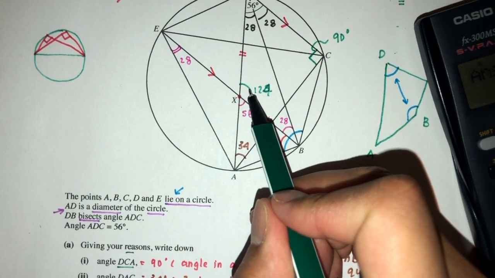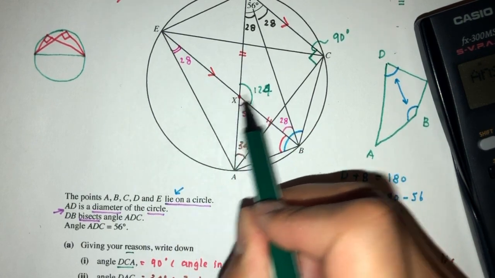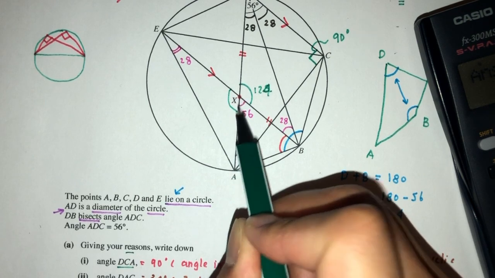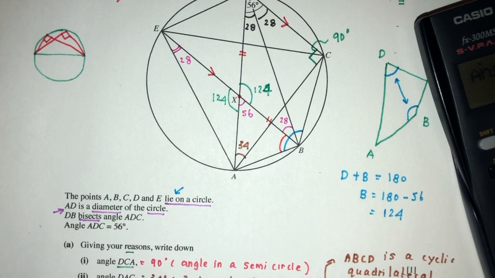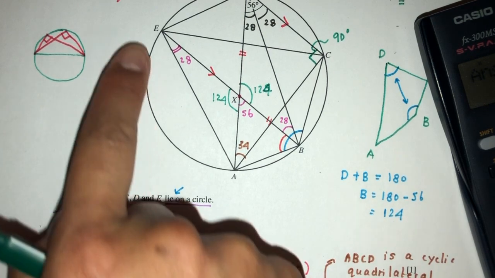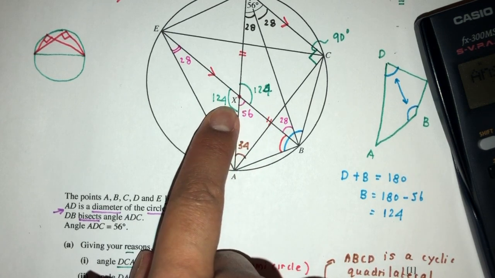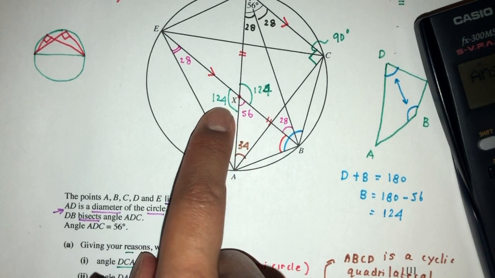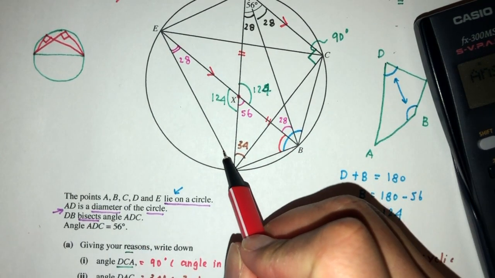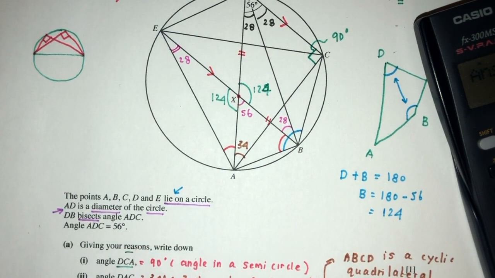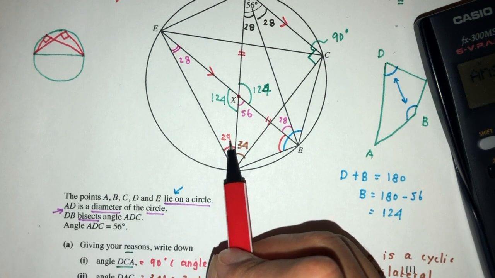Same thing, because here it is vertically opposite to each other. This also has to be the value of 124. If that makes sense, right? Otherwise, we can also see this is a straight line. We have 56 here. This has to be the other side, which is 180 minus 56. That will be 124 as well. Now, conclusion, what is this one? This has to be the value of 28.